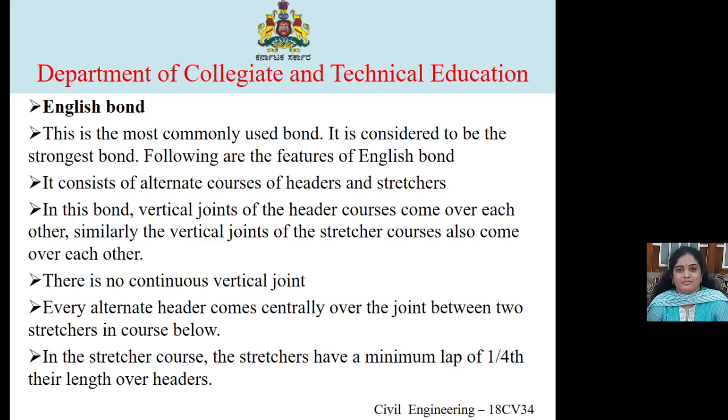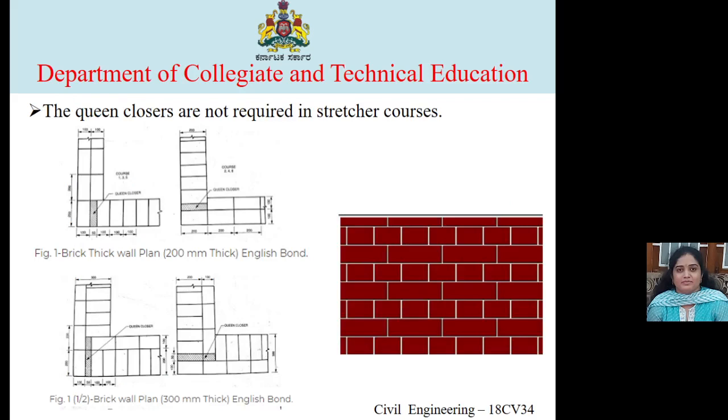In the other two types, it is either stretchers or headers. In this bond, vertical joints of the header courses come over each other. Similarly, the vertical joints of the stretcher courses also come over each other. There are no continuous vertical joints. Every alternate header comes centrally over the joint between two stretchers in the course below. In the stretcher course, the stretchers have a minimum lap of 1/4 of their length over headers. I'll show that. The queen closers are not required in stretcher courses.